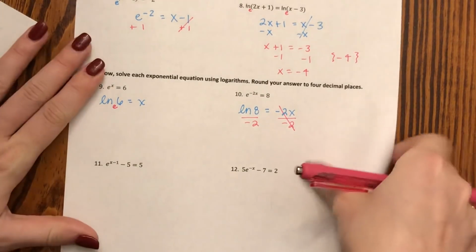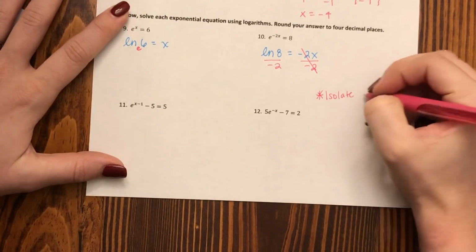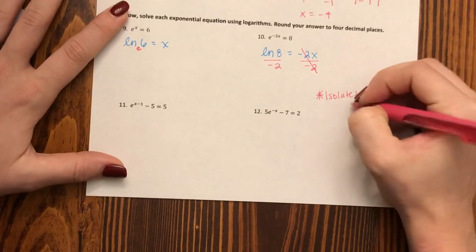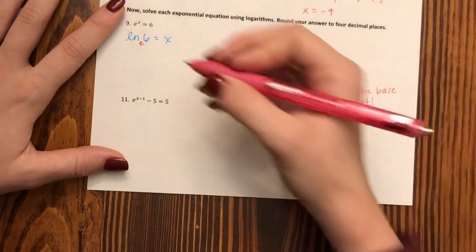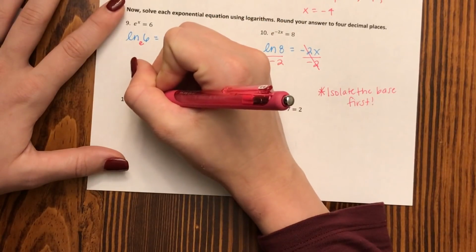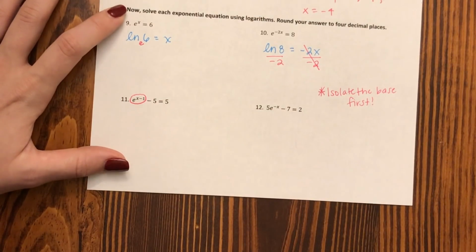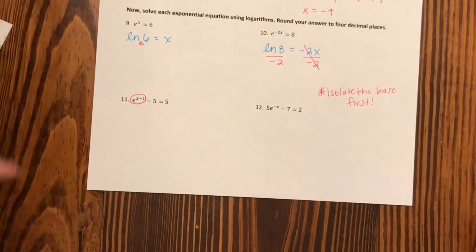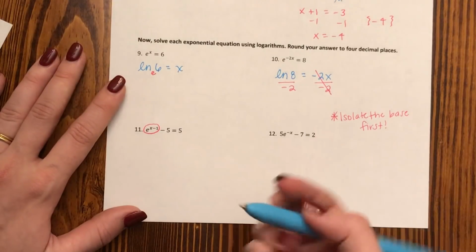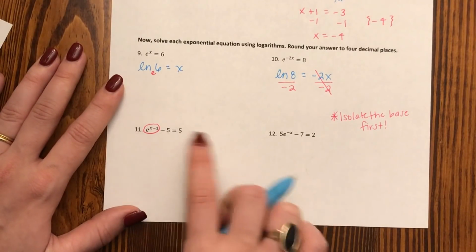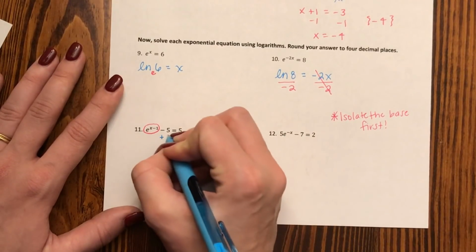All right, and then write yourself a note. Don't forget, you have to isolate the base first. So in this case, our base is e. So if you look at 11, do you notice that e to the x minus 1 is not alone? And that's because there's a minus 5 back here in the back. This was one of the questions on the test that a lot of us missed at the very end. In order to solve this, I can't make it a log yet. I need to move the negative 5 over first, and we do that by adding 5.